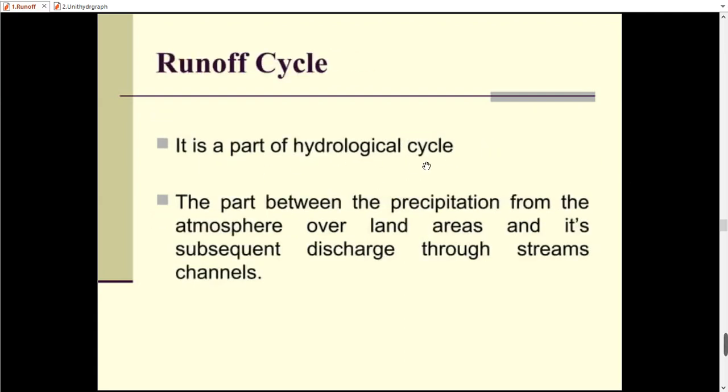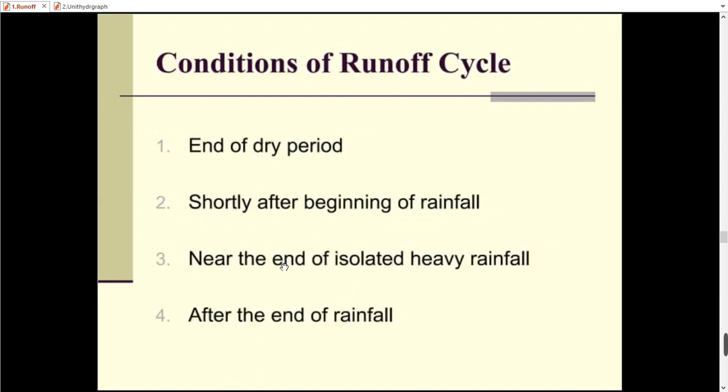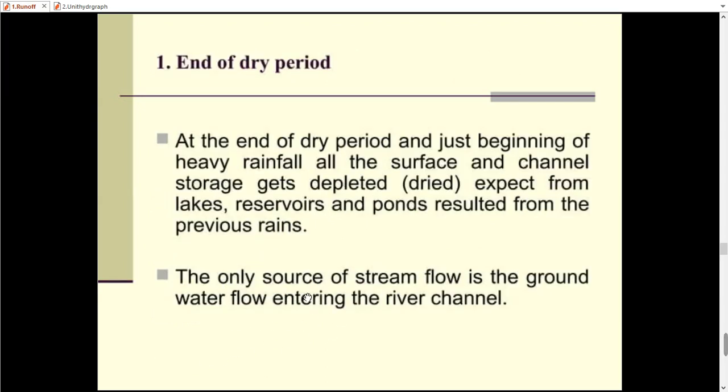Runoff cycle. It is the part of the hydrological cycle, the part between the precipitation from the atmosphere over land areas and its subsequent discharge through the streams and channels. The conditions of the runoff cycle: end of the dry period, shortly after beginning of rainfall, near the end of the isolated heavy rainfall, after the end of rainfall. At the end of the dry period, just before the beginning of the heavy rainfall, all the surface and channel storage gets depleted, except for lakes, reservoirs and ponds resulting from the previous rain.